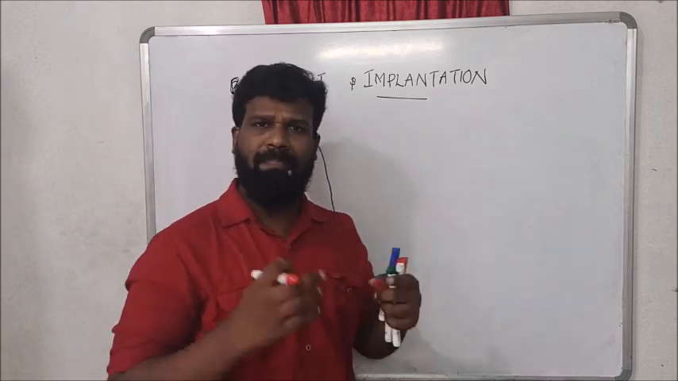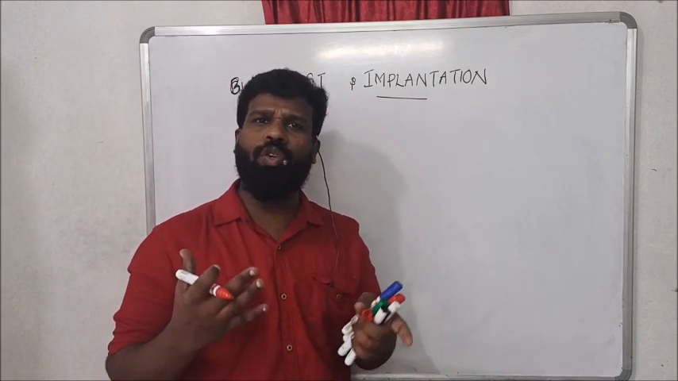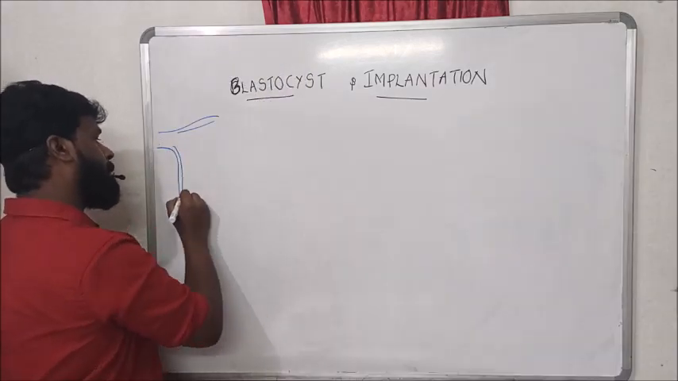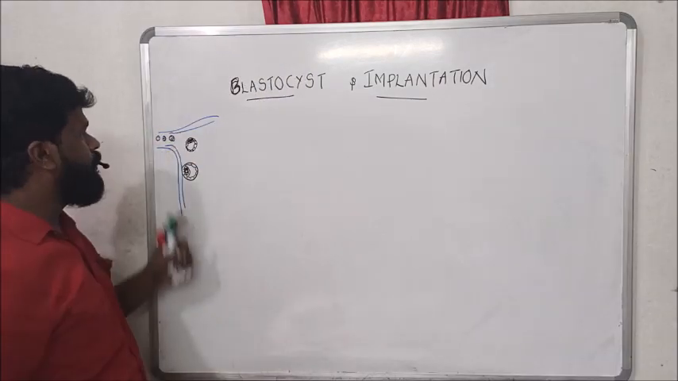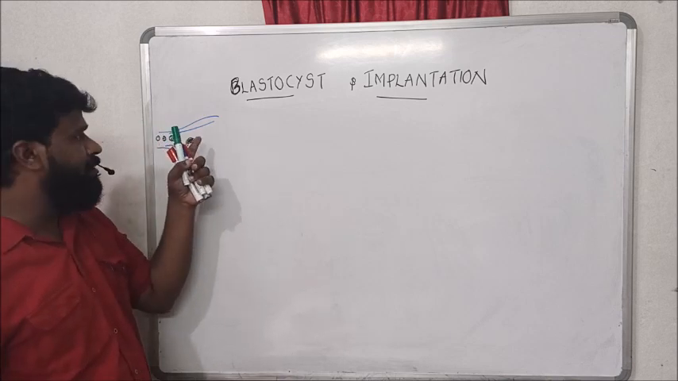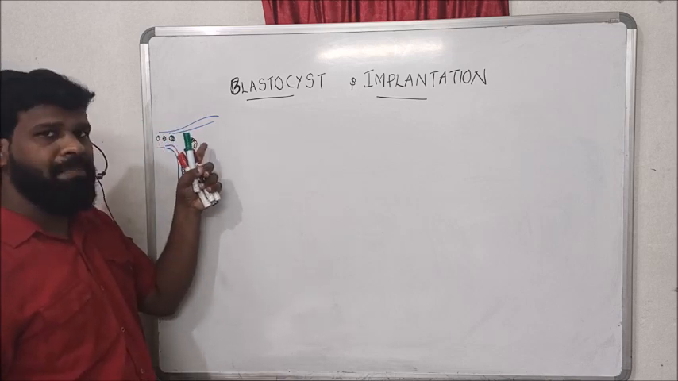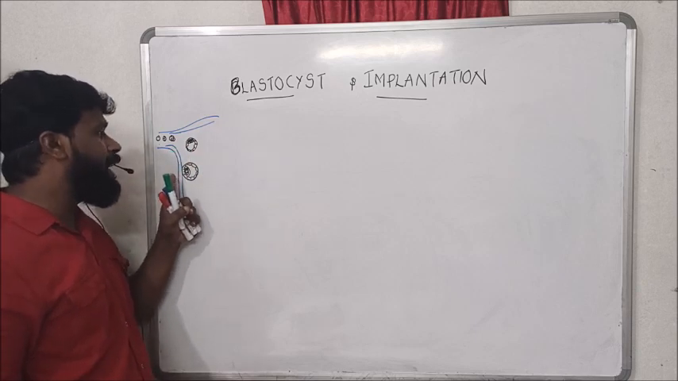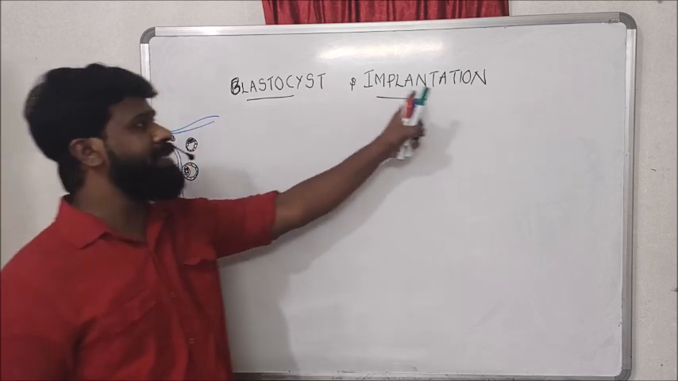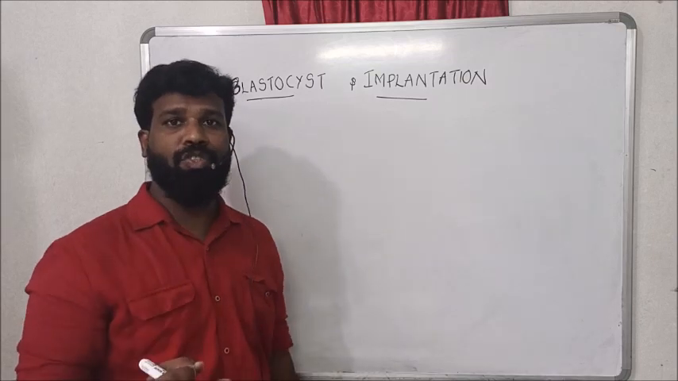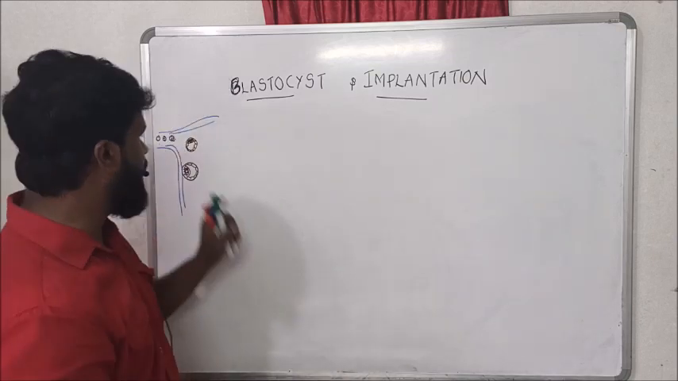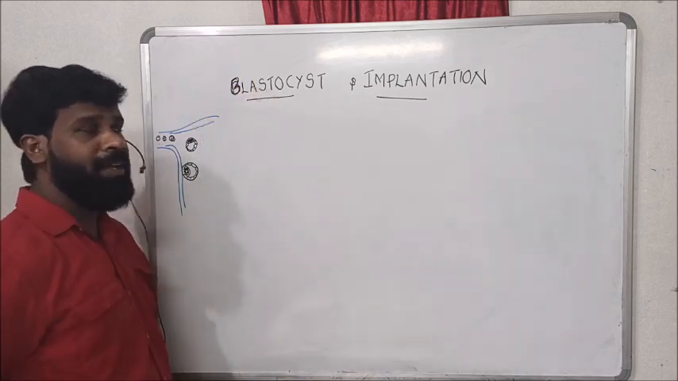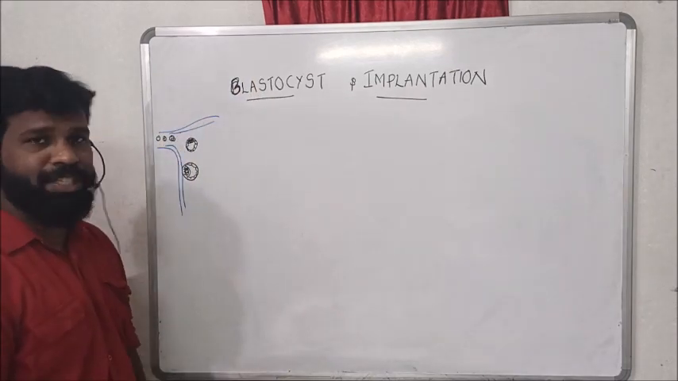Implantation means the blastocyst gets attached to the endometrium of the uterus. After fertilization, within the uterus, the blastocyst stage of the embryo gets attached to the endometrium of the uterus, which is called implantation. The blastocyst gets attached to the endometrium, and as a result, it gets buried in the endometrium. That process is implantation.